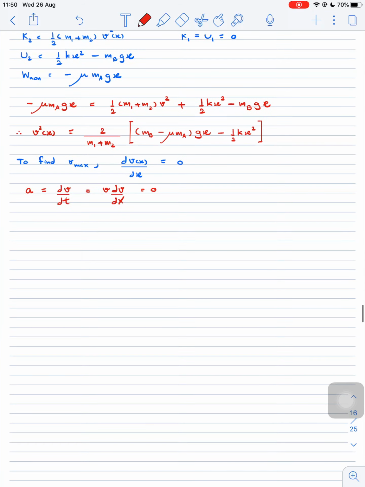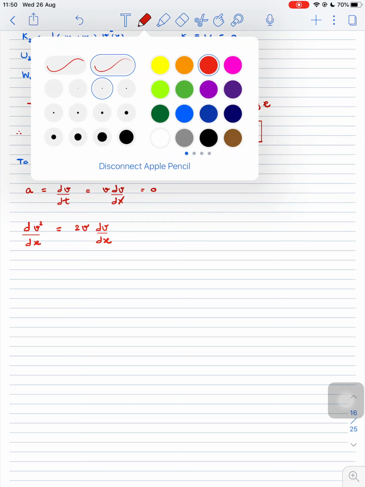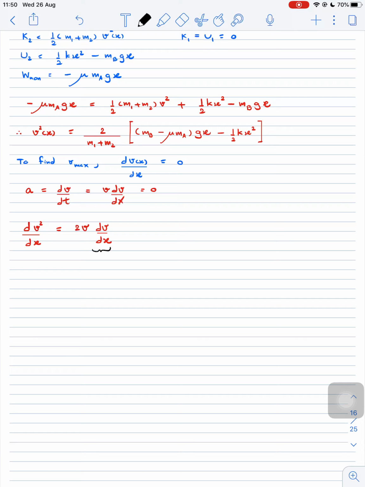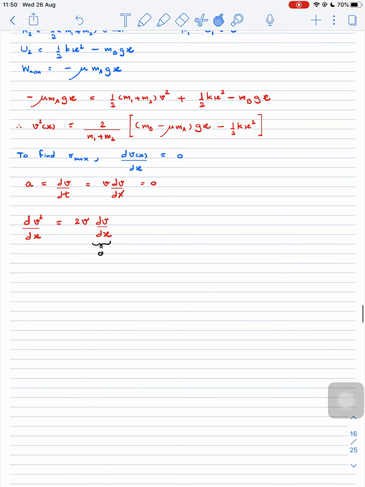Okay, we can just simply do something like this. We can say that the derivative of the v square by dx must be equal to the 2 times the v, and then dv by dx. The derivative of the v square must be equal to the 2v dv by dx. So this term is going to be equal to the 0, because we said that dv by dx here must be equal to 0.